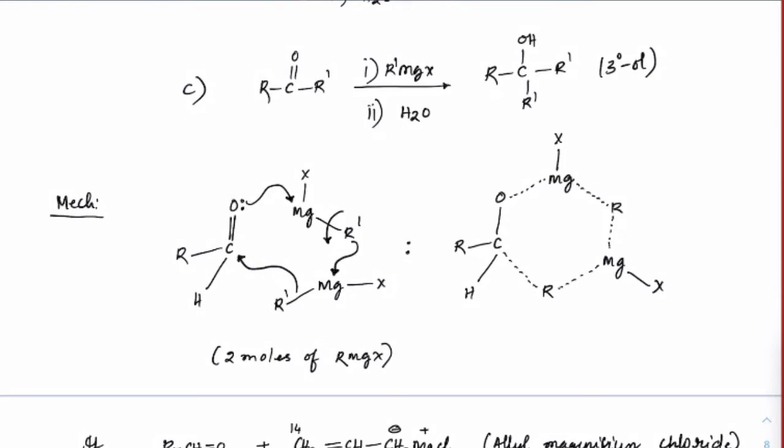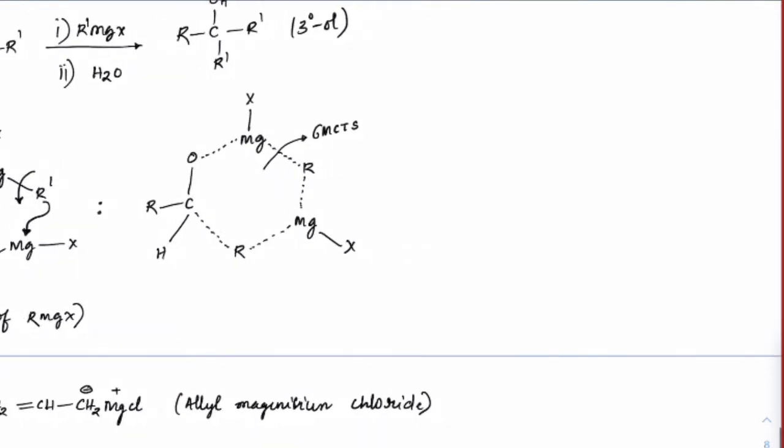If you see the transition state, it will look like this, where we will have a 6-membered cyclic transition state. You can see a 6-membered cyclic transition state is happening. In which, if you observe, we have got R, C, O, MgX with minus and plus, with R and H, this is what we got, and the other one is RMgX.